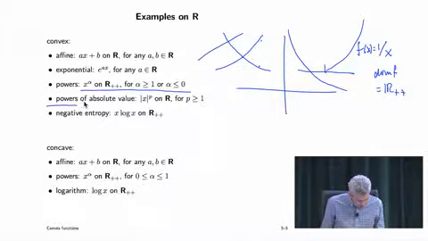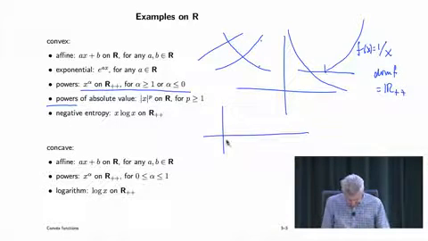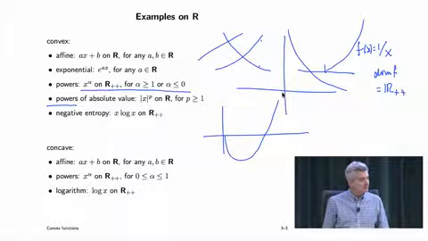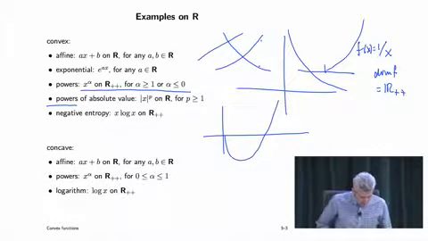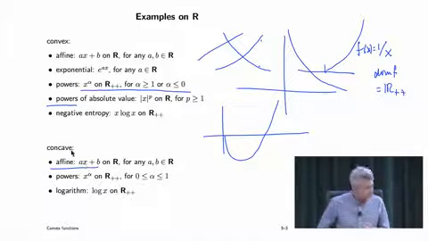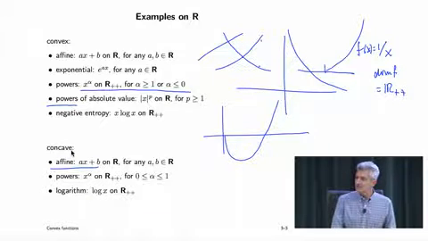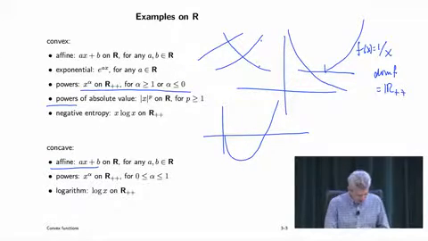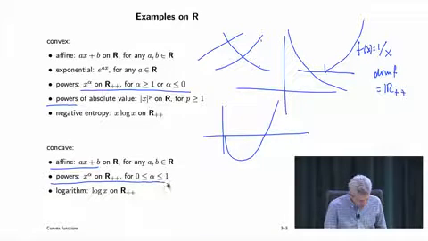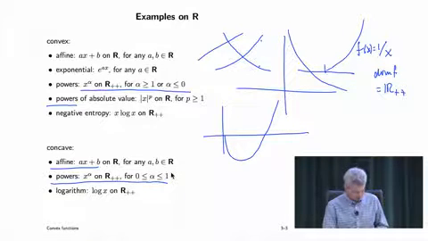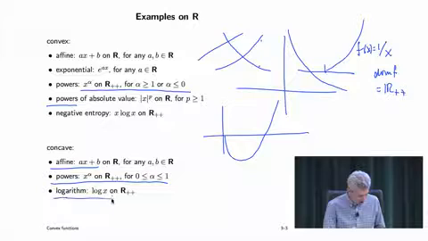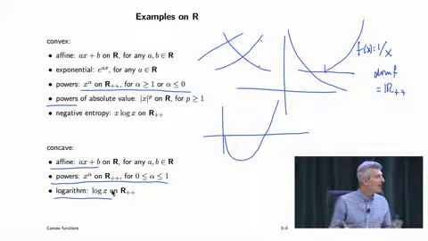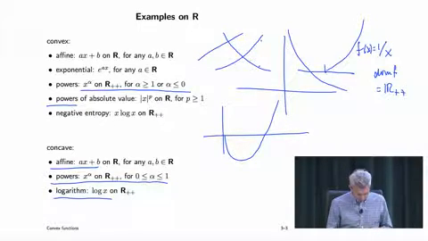Powers of absolute value, again, these are kind of obvious. Negative entropy, that's something that looks like this. It's got infinitely sharp there and then goes up like that, and it's convex. Concave, well, affine, because they're both. In fact, affine is another way to say you're both convex and concave. Powers between 0 and 1, square root, for example, is going to be concave, and the log, these are very obvious concave functions.